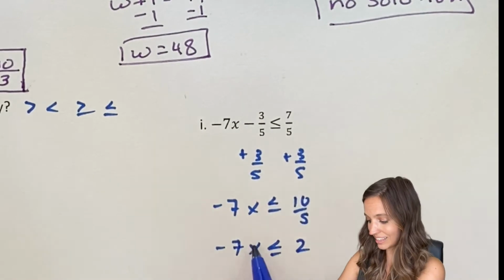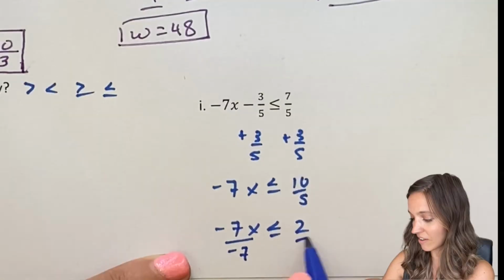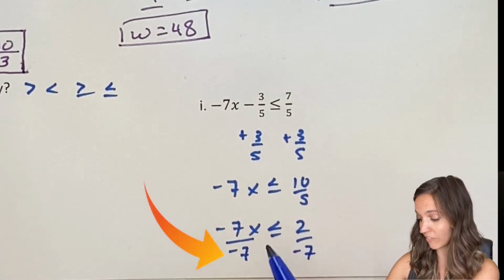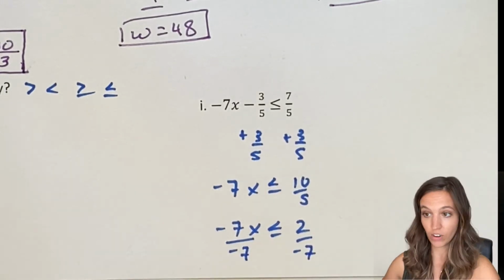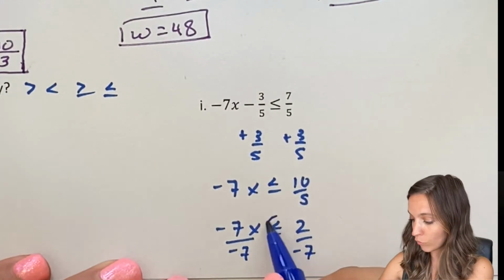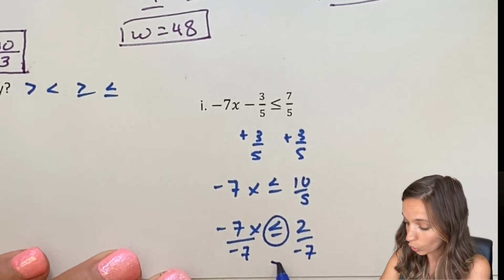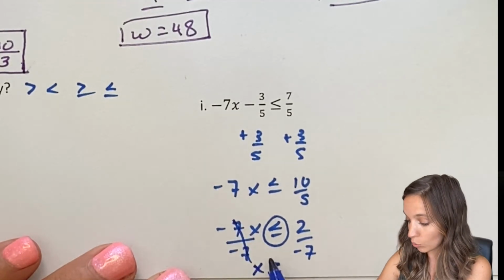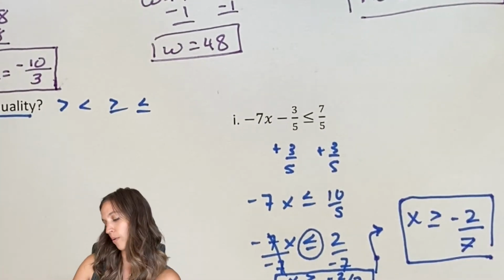So I have negative 7x is less than or equal to 2. And now I'm just needing to get that x by itself, so I have this negative 7 being multiplied to it, so divide off that negative 7. Here's where we need to be so careful. When we are dividing or multiplying inequalities by negative numbers, we have to remember to flip the inequality. So I need to make sure I flip this and say is greater than or equal to now instead of less than or equal to. So x is greater than or equal to negative 2/7. And make sure you're writing that division bar correctly.